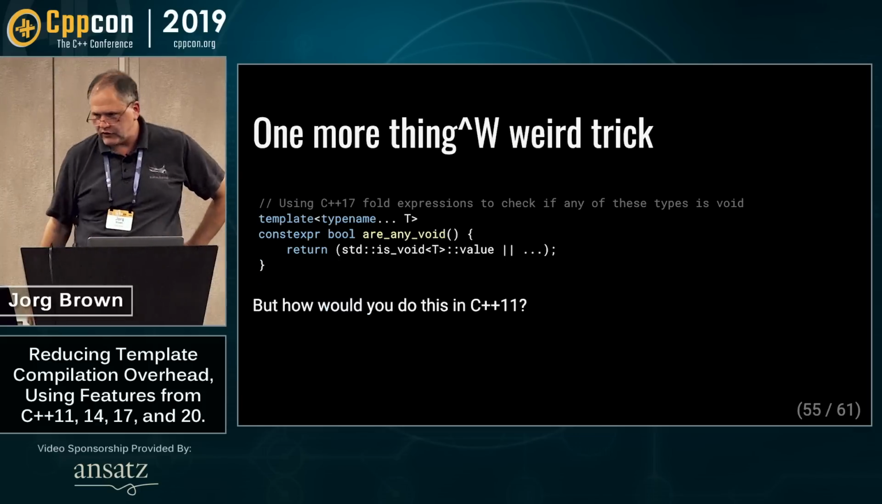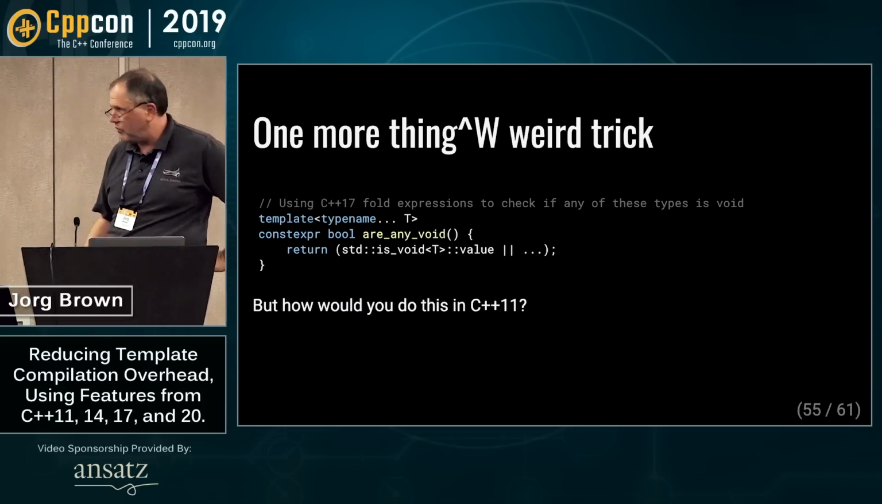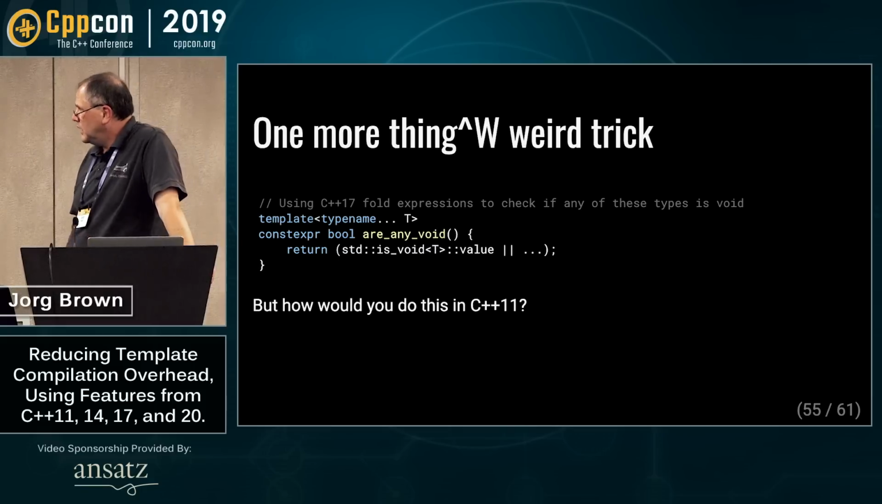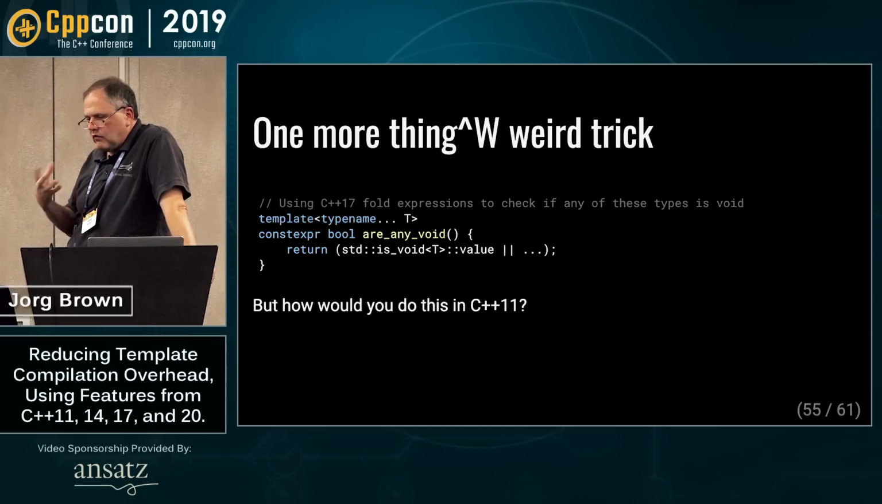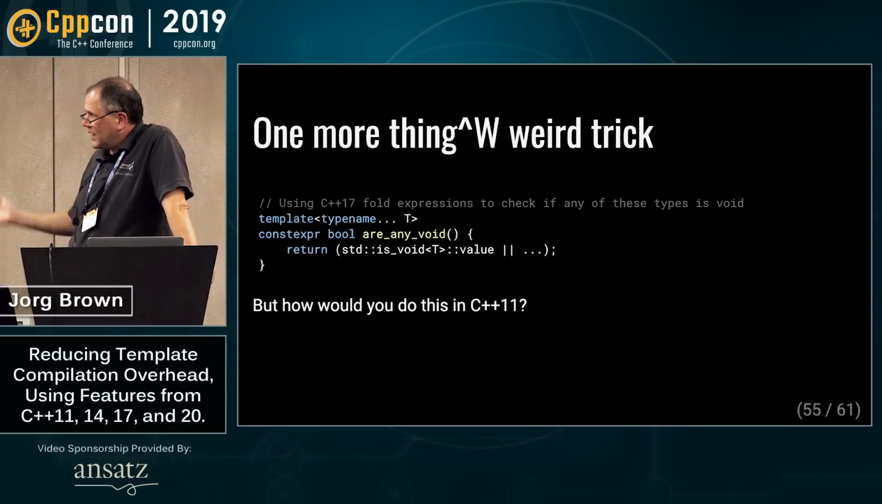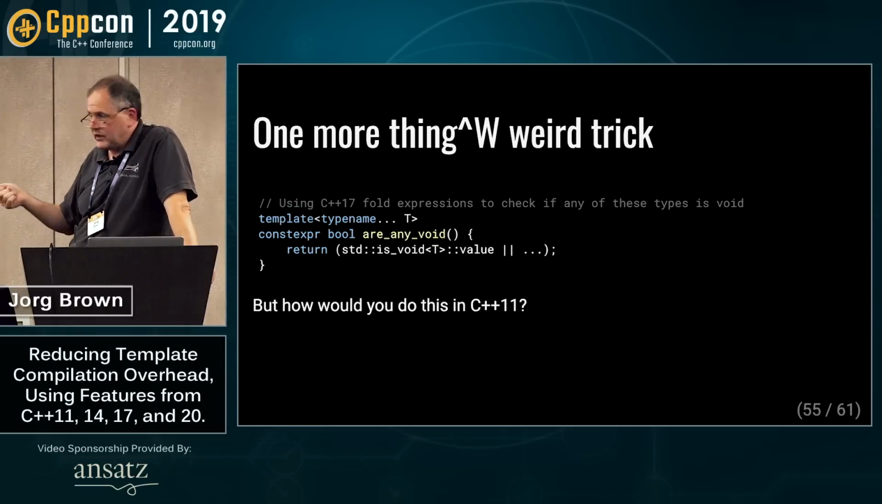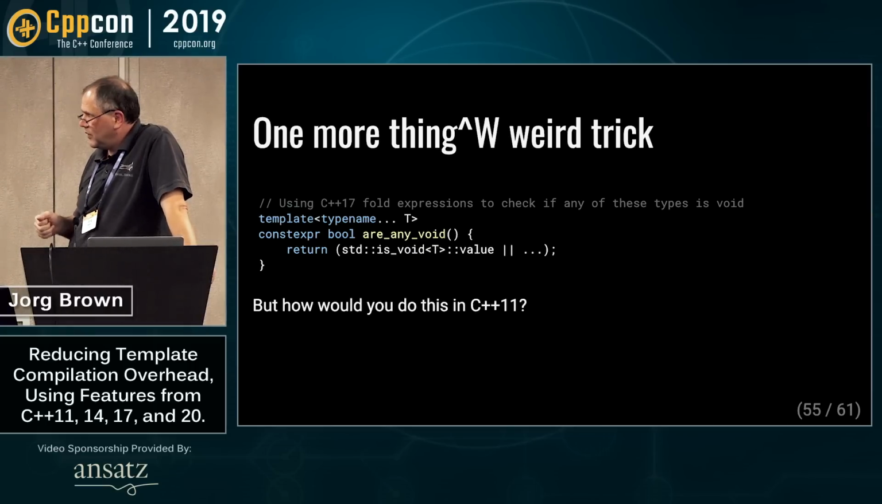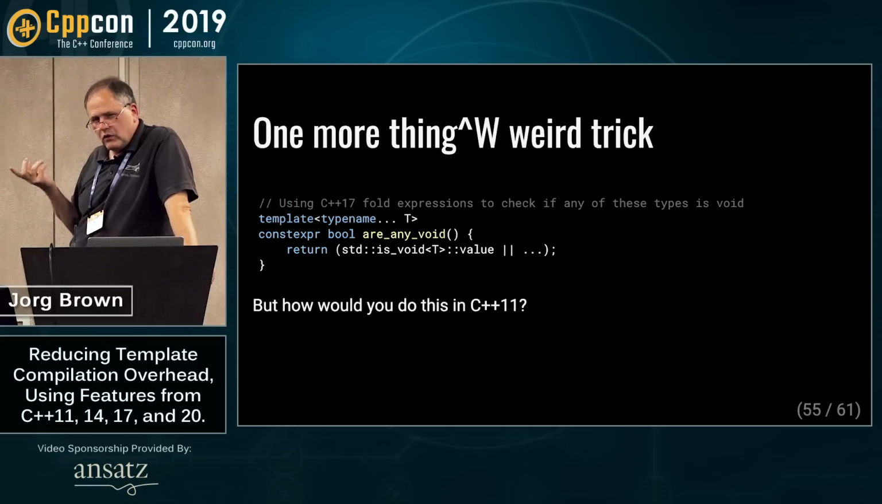Just one more interesting weird trick that helps you reduce the O of n properties. In C++17, we have these fold expressions. And so very often when you're dealing with a long list of types, you want to apply a function to each individual type. In this case, we have a simple constexpr function which just tells you whether or not any one of those types is equal to a void type. That works in C++17, but how would you get that to work in C++11?